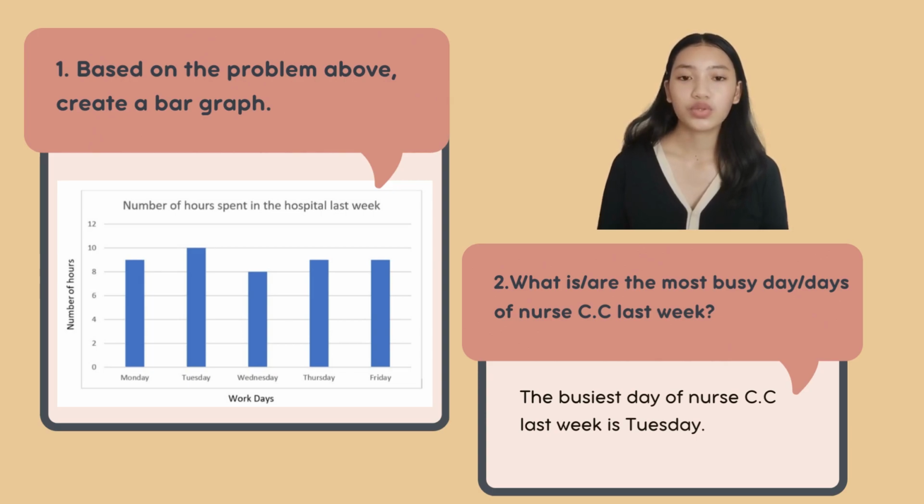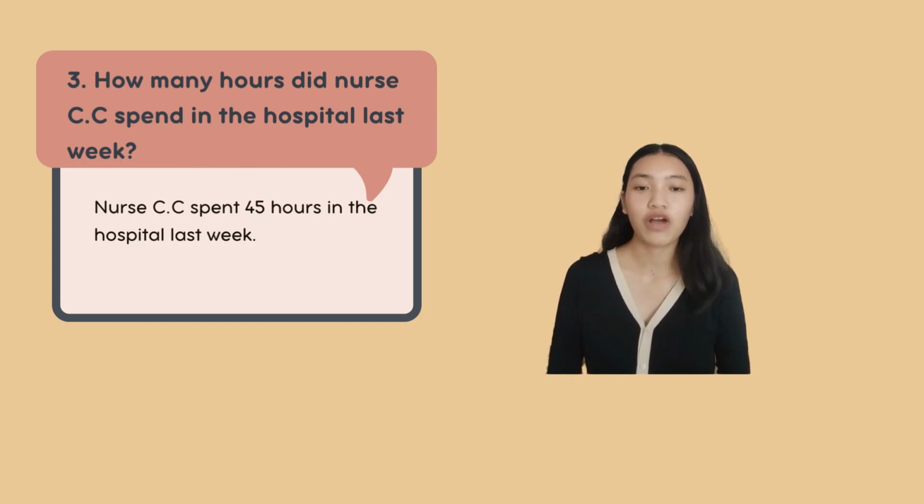For question number 2, which asks for the most busy day or days of Nurse Cici last week, based on the bar graph, we can see that Tuesday was the busiest day of Nurse Cici, as she worked 9 hours and had 1 hour overtime duty, making it a total of 10 hours. On the other days, she worked for 8 hours except for Monday, Wednesday, and Friday, where she had a 1 hour overtime duty.